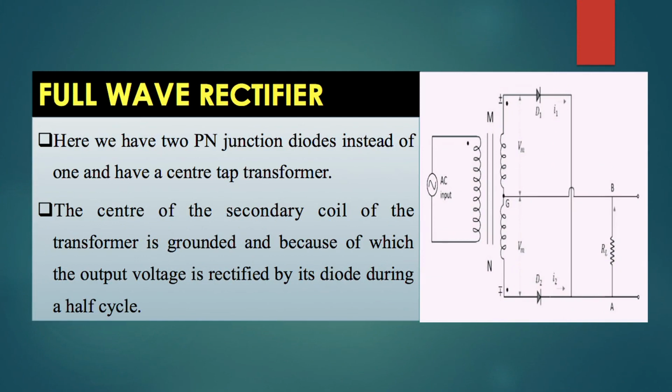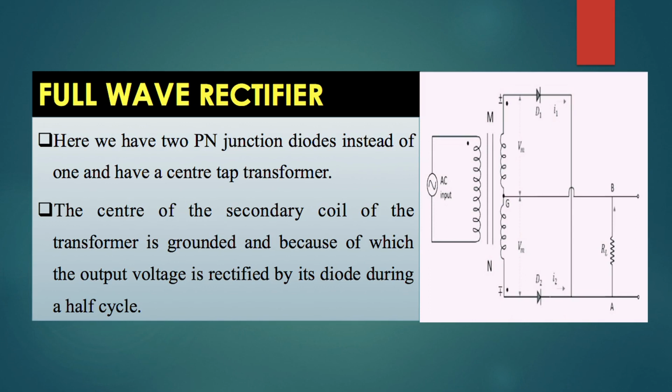Now let us discuss the full wave rectifier. Here in this diagram, you can see a full wave rectifier. A full wave rectifier is also known as a center tap full wave rectifier because we use a transformer whose center is grounded. So during the positive half cycle of the AC, the M point of the secondary is at positive potential with respect to the ground point G, while the N point of the secondary is at negative potential.